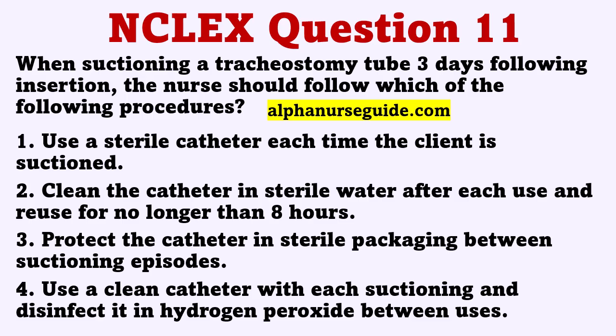The correct answer is 1. The recommended technique is to use a sterile catheter each time the client is suctioned. There is a danger of introducing organisms into the respiratory tract when strict aseptic technique is not used. Reusing a suction catheter is not consistent with aseptic technique. The nurse does not use a clean catheter when suctioning a tracheostomy or a laryngectomy. It is a sterile procedure.